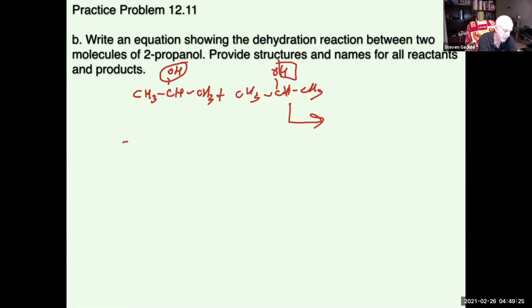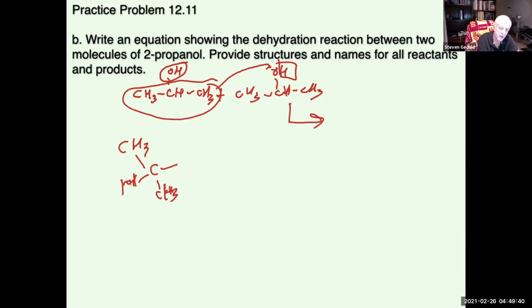We're going to have CH3, CH, CH3, and that's what we have left to connect, right? That's this structure right here. And it's connected to this oxygen where the hydrogen was gone. And that's connected to CH, CH3, CH3. Okay. And that's how it connects.